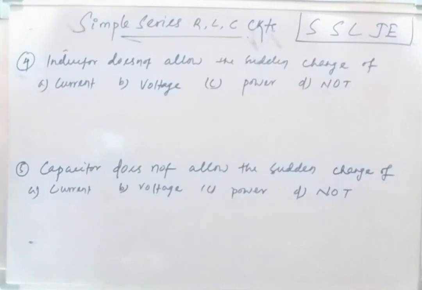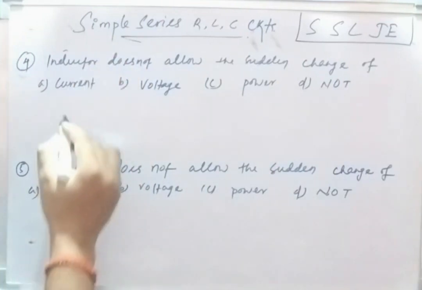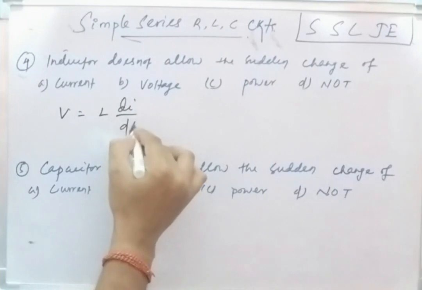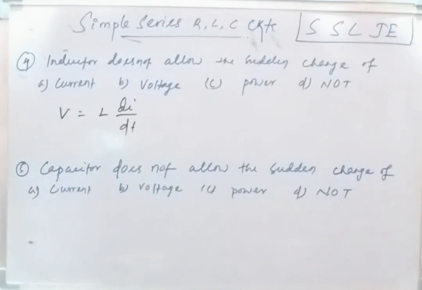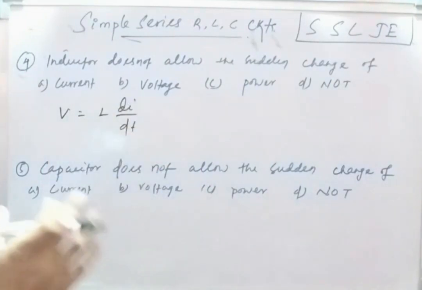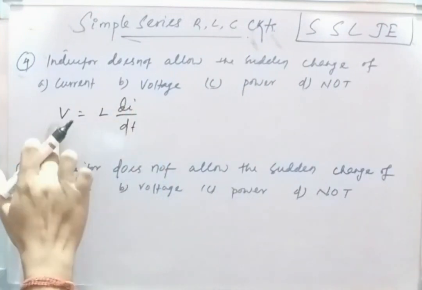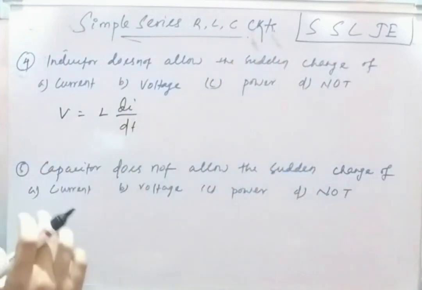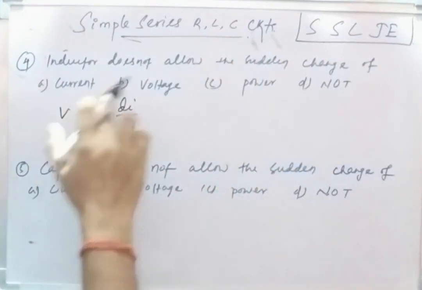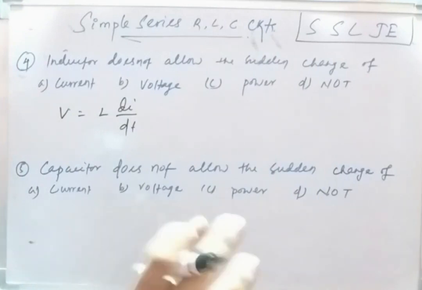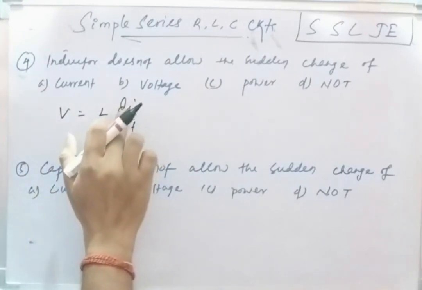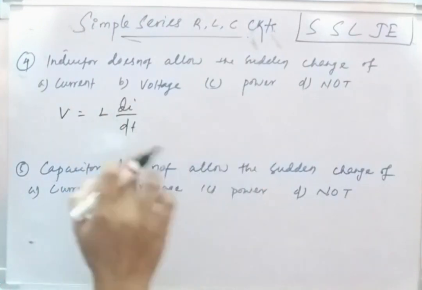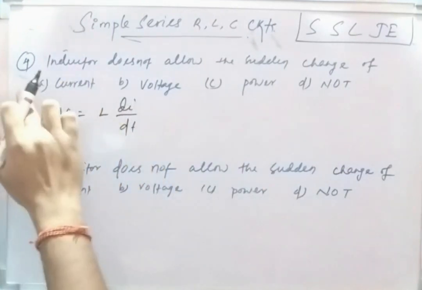The basic concept is, in the case of inductance, we know V equals L di by dt. I'm not considering the minus now; we don't require that. So just look at V equals L di by dt. That means V is directly proportional to di by dt. Sudden change of anything, it depends. We are very sure that V is directly proportional to the rate of change of current with respect to time. So option A will be correct.